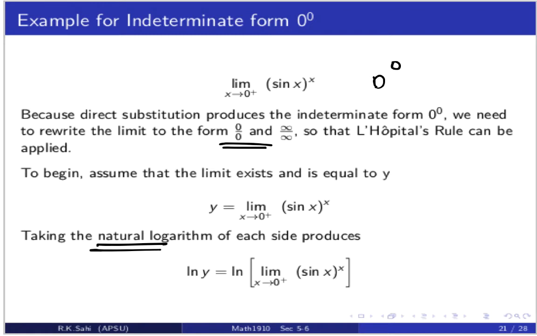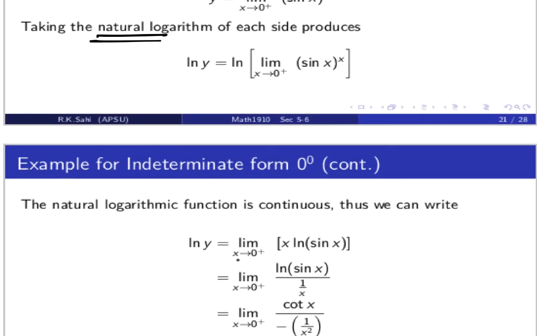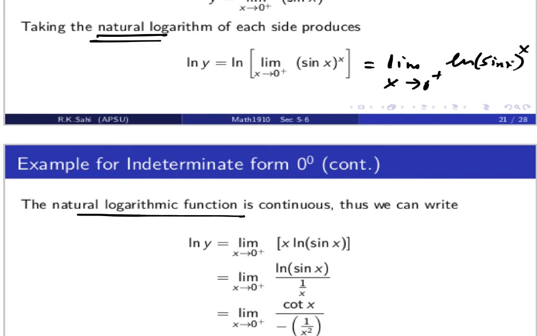And as we did in the previous example, it is the truth that the natural log is continuous. So that means this natural log goes inside. So what do we get here? We're going to get limit x approaches 0 positive, that's the right-hand side, natural log of sine x to the power x. So now you apply the natural log properties. It is x times natural log of sine x.